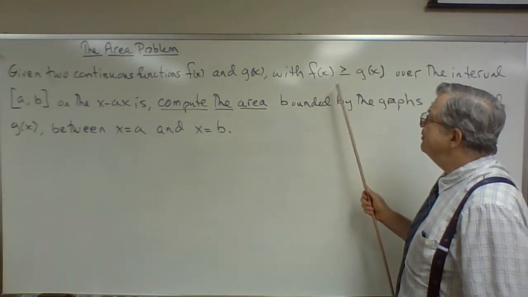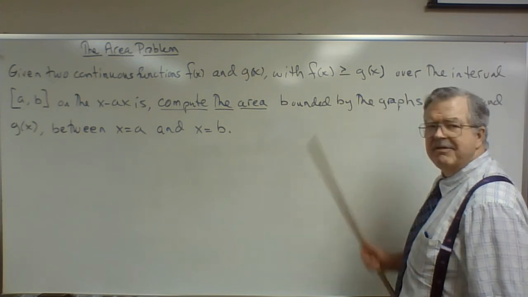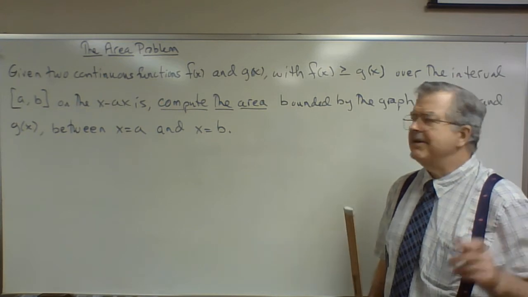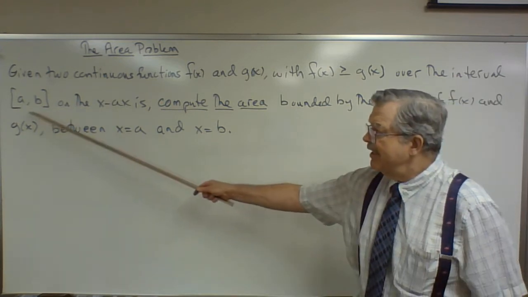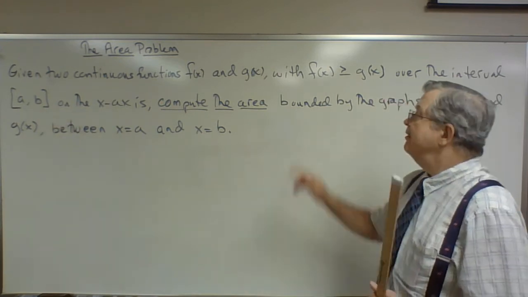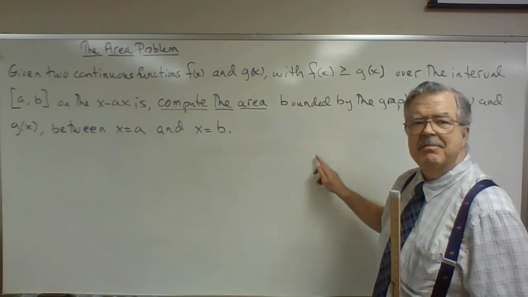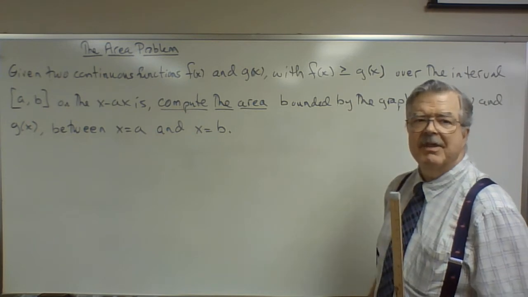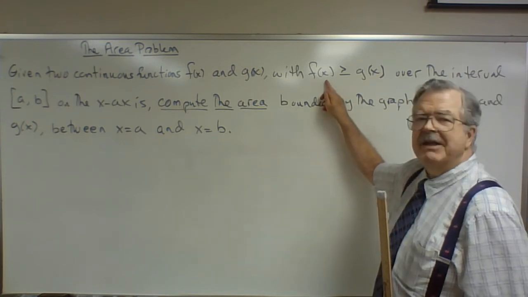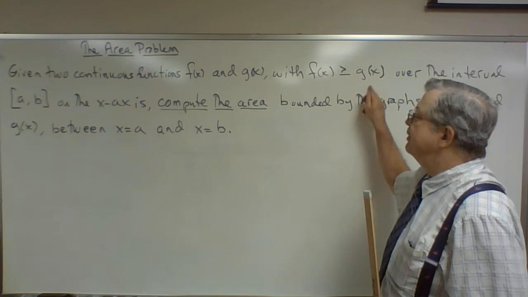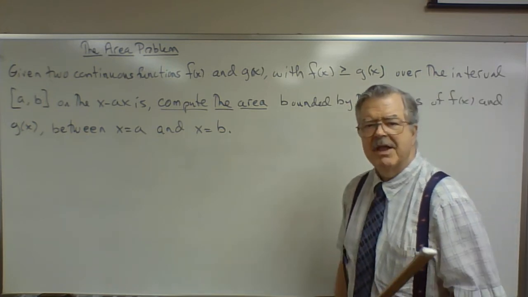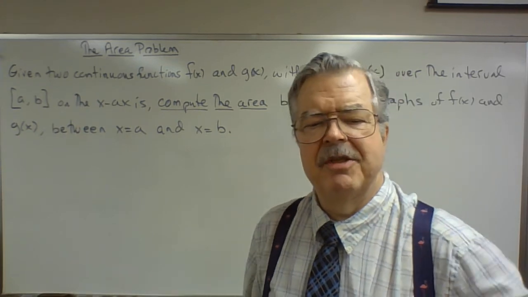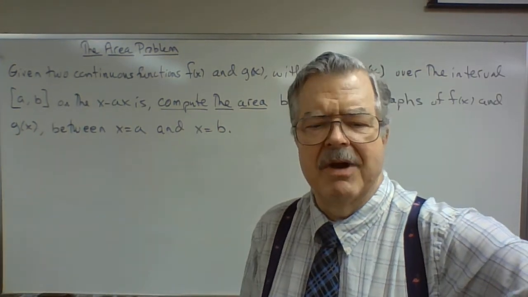And f of x is greater than or equal to g of x. And what that means is that for every value of x in this interval, the graph of f of x is going to be above the graph of g of x. The graph of f of x will never dip below the graph of g of x. So let me draw a picture of what these words are describing.